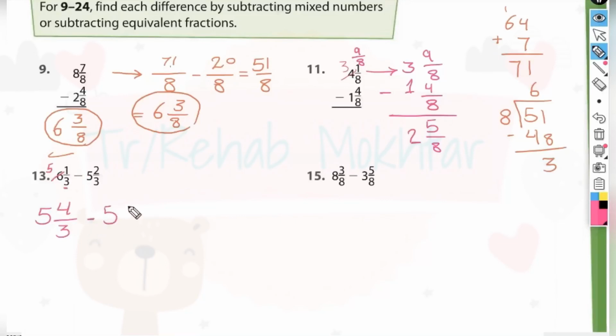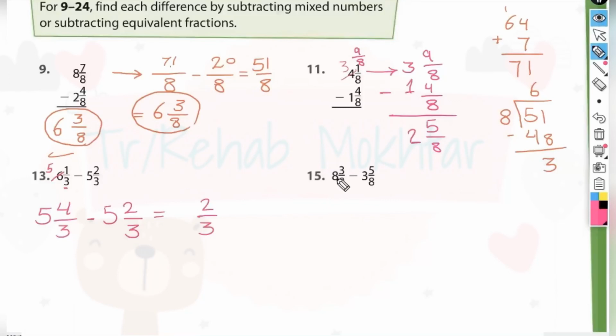Minus 5 and 2 out of 3. Now I can subtract. I will keep the denominator as it is, 3. In addition or subtraction, we never change the denominator. 4 minus 2 equals 2. Here 5 minus 5 equals 0. So it will be 2 out of 3.